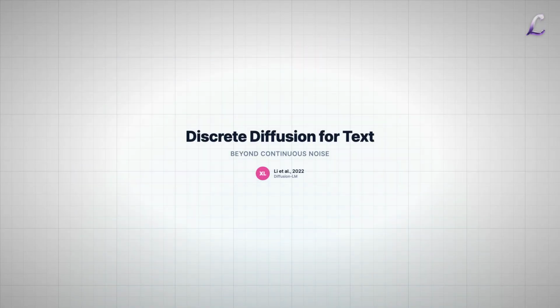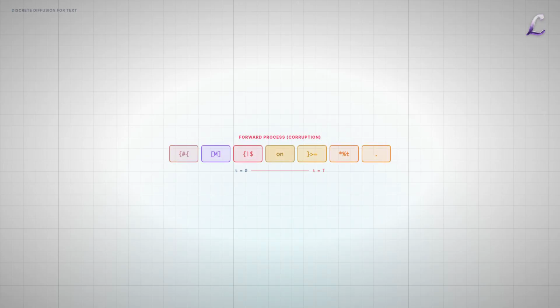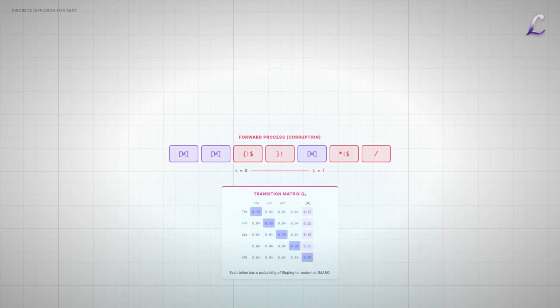Finally, we reach the hardest modality: text. Images and robot paths are continuous variables, but you can't have 0.001 of the word apple. Text is discrete. We cannot use Gaussian noise here. Instead, we use transition matrices. We define a corruption process Q sub t, where at each time step, a token has a probability of flipping to a random token or a special mask token. This drives the text toward a uniform distribution of random gibberish. The reverse process is trained to predict the original token from the corrupted state.